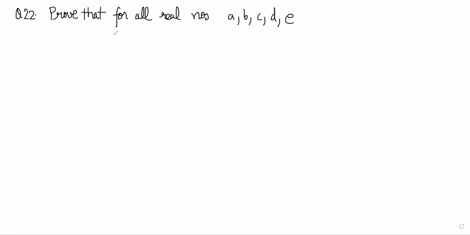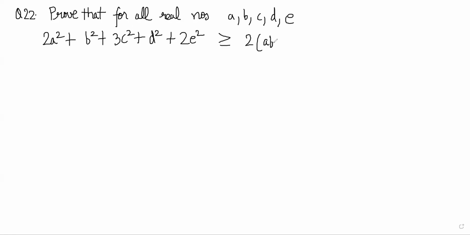The next problem is this one. Prove that for all real numbers a, b, c, d, e: 2a square plus b square plus 3c square plus d square plus 2e square is greater than or equal to twice of (ab minus bc minus cd minus d plus ea).